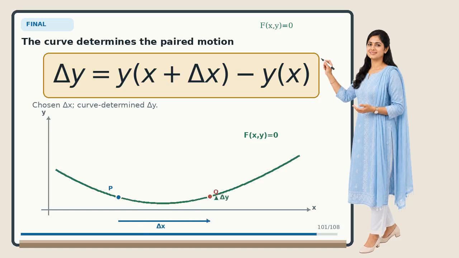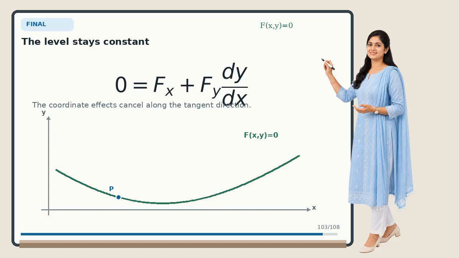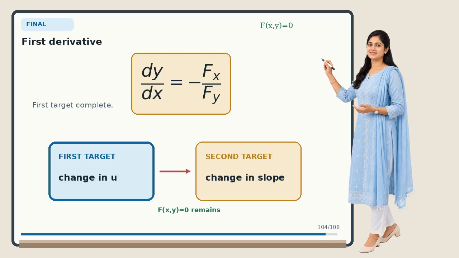The central idea is that f of x, y equals 0 ties x and y together. When we choose delta x, the change delta y is not arbitrary, it is determined by the curve. For the first derivative, we study the total change in f and split it into an x effect and a y effect. Because the actual motion stays on the level f equals 0, the total change along the curve is 0. This gives the slope of the implicit curve.